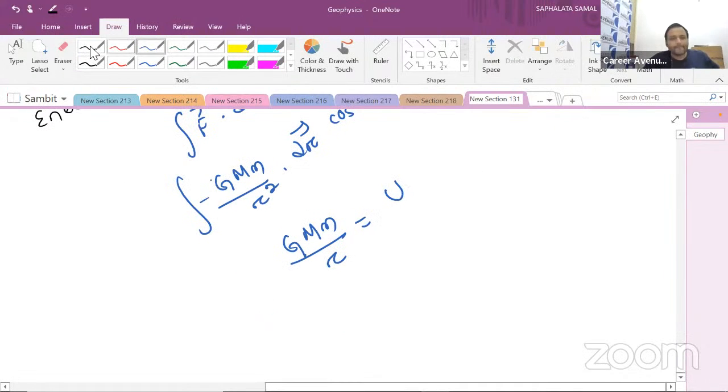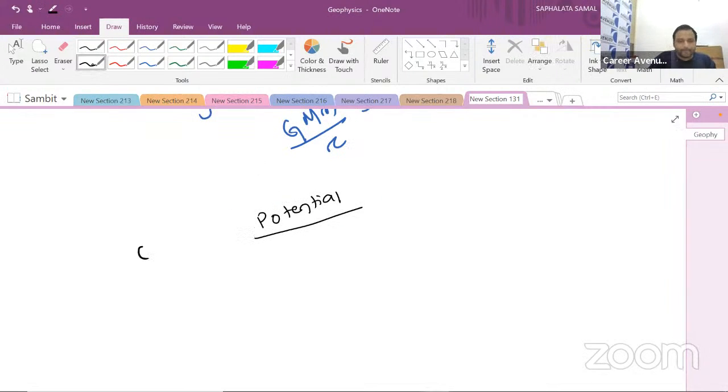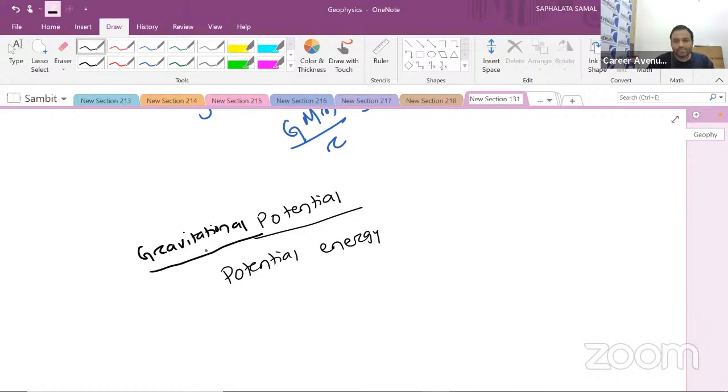Similarly, we can write about the potential, not potential energy, that is potential, gravitational potential. What is the gravitational potential? This is the potential energy experienced by unit mass. Same thing as the field. So field was force per unit mass. Potential is potential energy per unit mass.